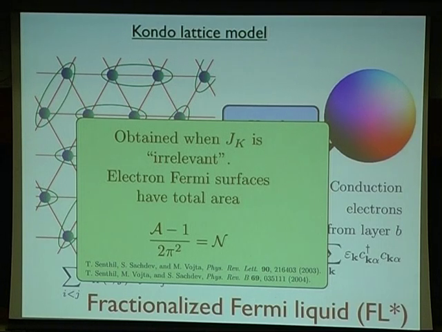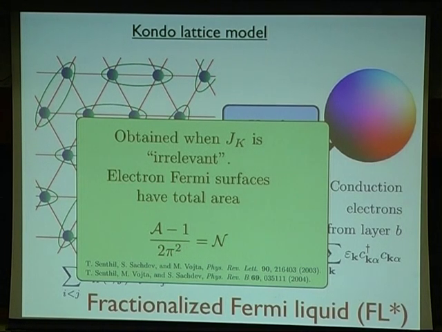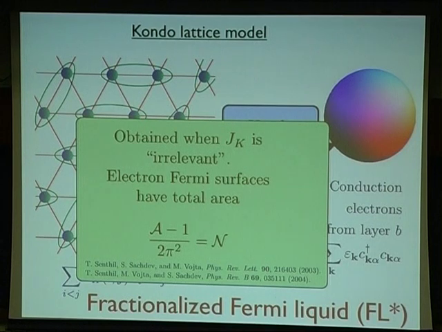So the area enclosed is smaller. Right? Yeah, so that's why it's called the small Fermi surface. So A minus... Ah, sorry, it's n minus 1. Yeah. Sorry. Thank you. It's A over 2 pi squared equals n minus 1.